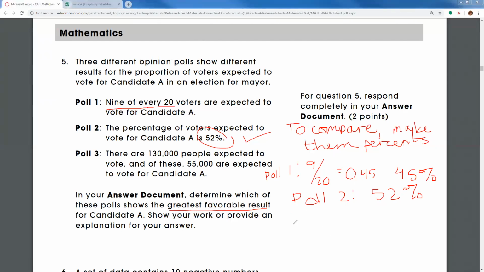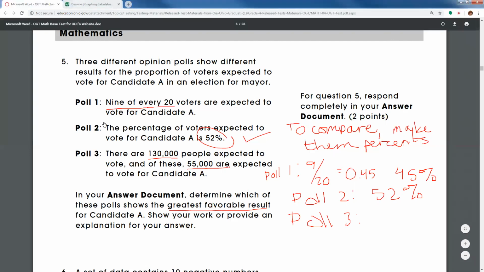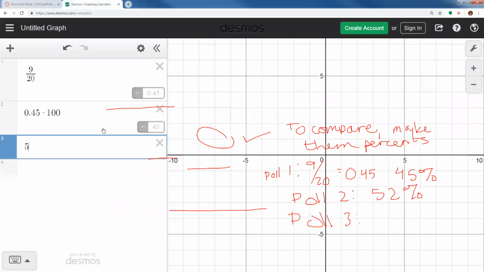So then poll 3, we have to figure out our percentage again. How are we going to figure out the percentage if there are 130,000 people and 55,000 are going to vote for candidate A? Are we going to divide again? We're going to divide. They switch the order of the numbers. Always do the smaller one divided by the bigger. So even though they wrote 130,000 first, we're going to do 55,000 divided by 130,000. And I'm typing that into my keyboard.